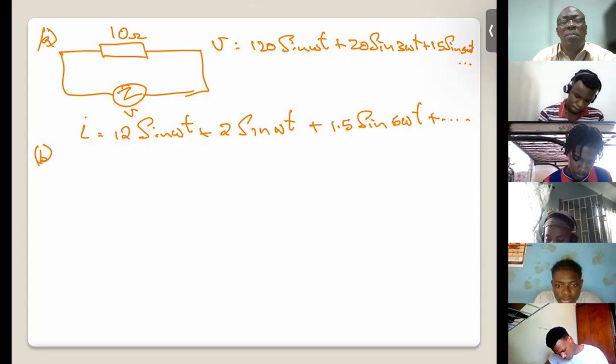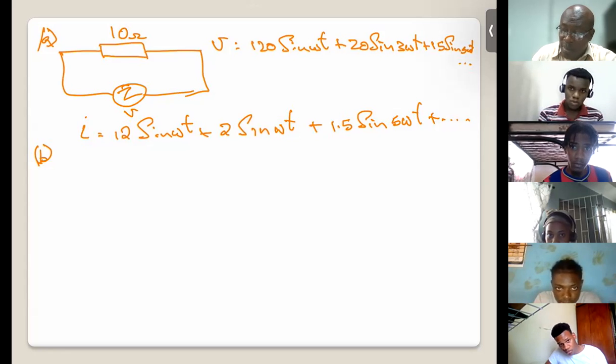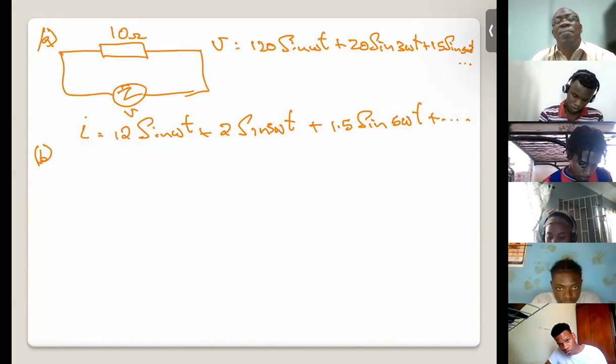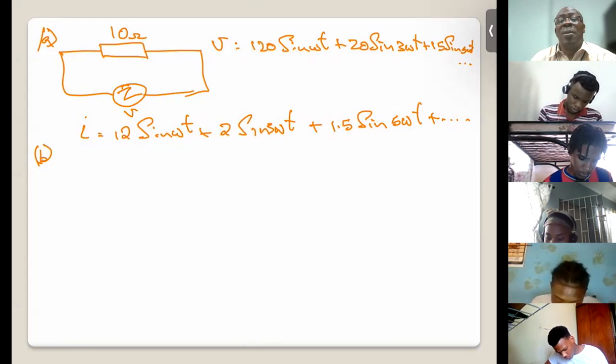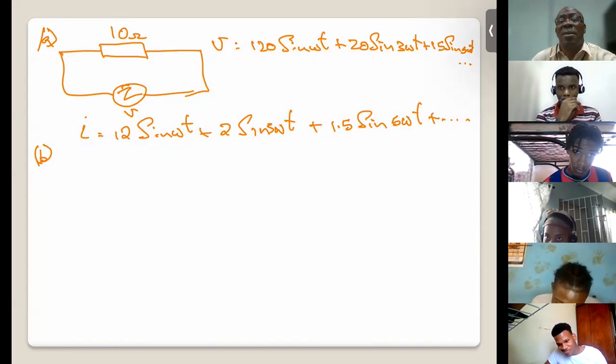Sir, I think you missed out something on the 2 sine. You missed the 3 of omega t. Thank you. But you know that, Mr. Reid? You know it, all right?